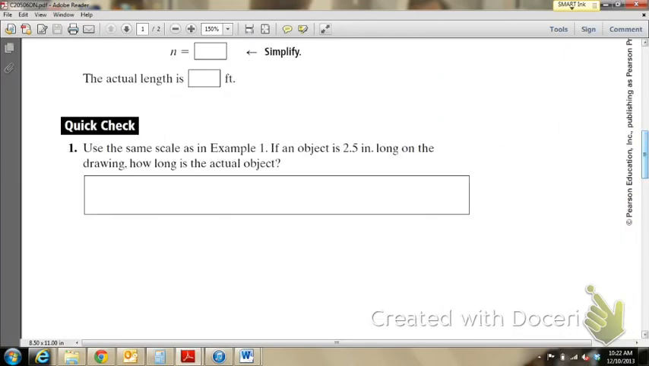Now in the quick check, you're going to use the same scale as in example 1. So if you choose 1 over 6 again, remember that was inches over feet. You have to set up a proportion. They gave you 2.5 inches, so figure out if you put that in the top or the bottom of the second fraction. And how long is the actual object? We'll put an X or whatever letter you like in the other position. And then cross multiply and solve. So pause the video and try that quick check before moving on.